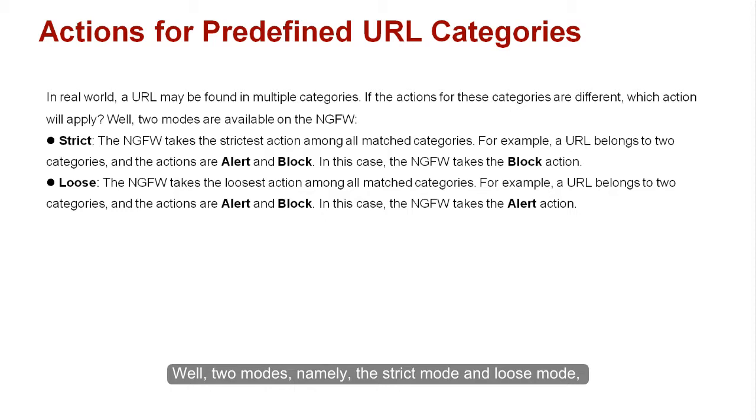Well, 2 modes, namely, the strict mode and loose mode, are available on the NGFW to address this issue. In strict mode, the NGFW implements the strictest action on the URL. For example, a URL matches 2 categories, and the action is alert for one category and block for another category. Then the NGFW takes the block action on the URL. In loose mode, however, the NGFW implements the loosest action on the URL. That is, the NGFW takes the alert action.